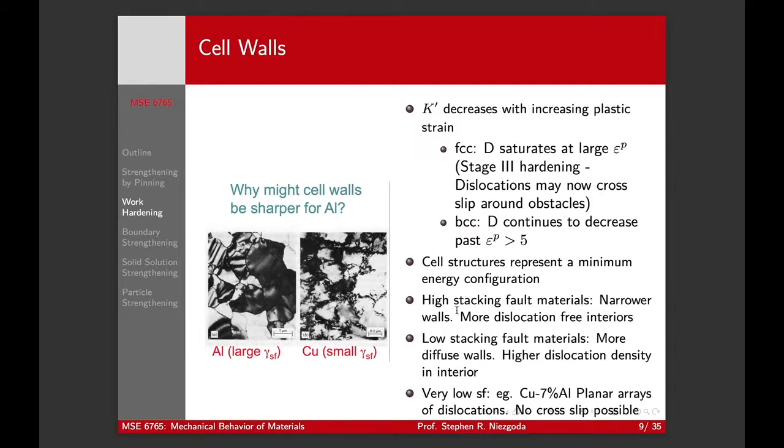The higher the stacking fault energy, the narrower the walls, and the more dislocation-free the interior. At lower stacking fault materials, we get more diffuse walls. And you can see this here in aluminum, where you have a very high, large stacking fault energy. These are dislocations. These are subgrain boundaries, right? These are dislocation cell walls, and inside we don't see any defects. Whereas in copper, you can see the cell walls are more diffuse, and we still see more dislocations inside the interior.